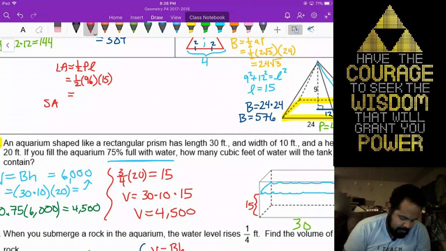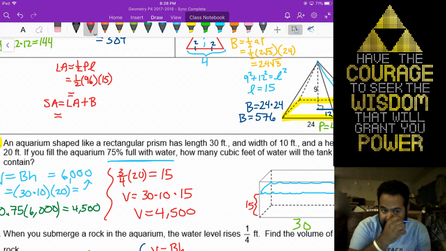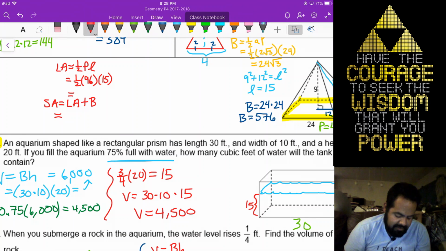Surface area equals lateral area plus 1 base. So that's going to be whatever answer we get before. I'm going to again leave that to you all. Go ahead and do that. That answer plus 576. Boom.